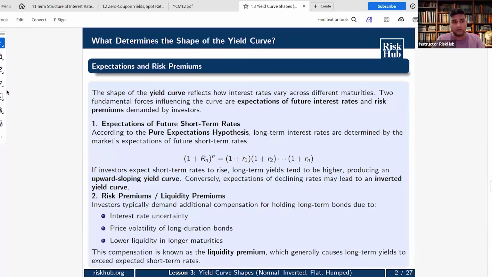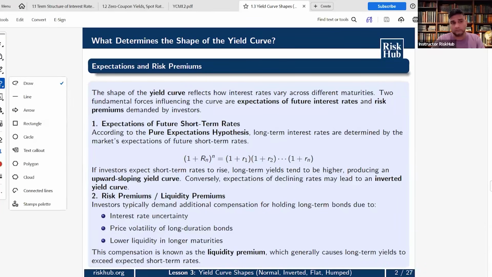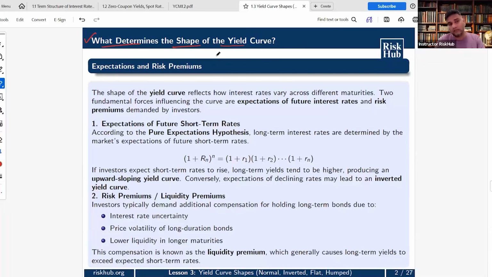Now, when we talk about what determines the shape of the yield curve: expectations and risk premiums. The shape of the yield curve reflects how interest rates vary across different maturities. Two fundamental forces influencing the curve are expectation of future interest rates and risk premiums demanded by investors.